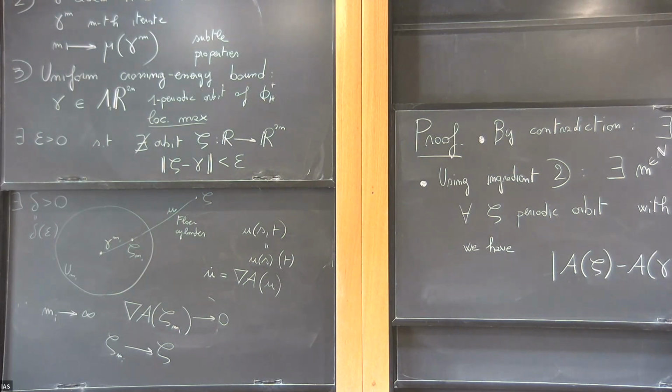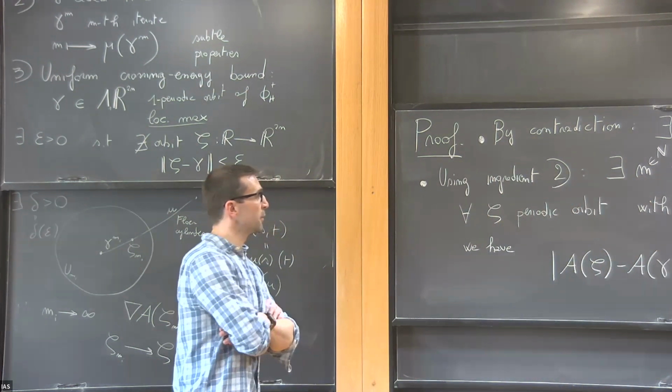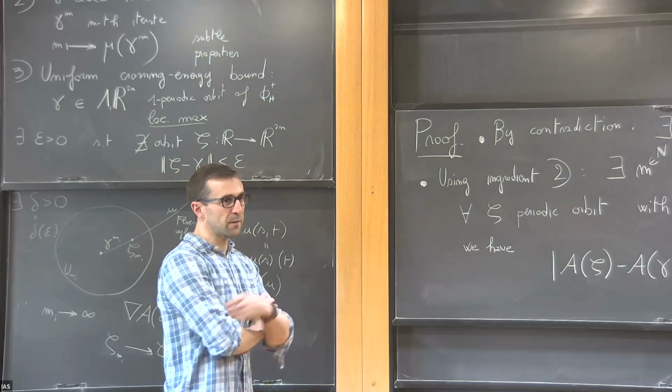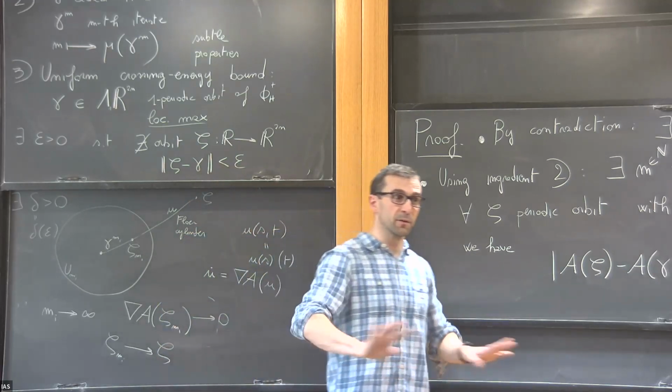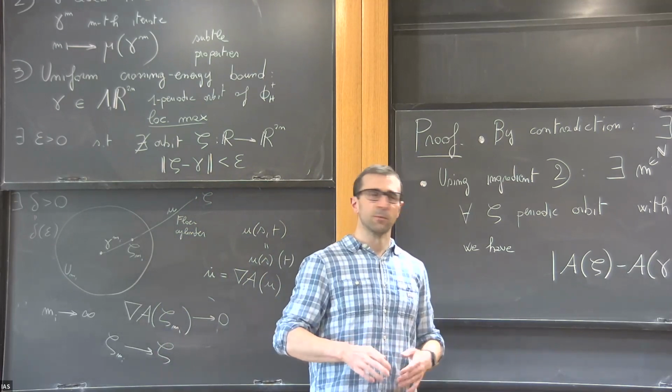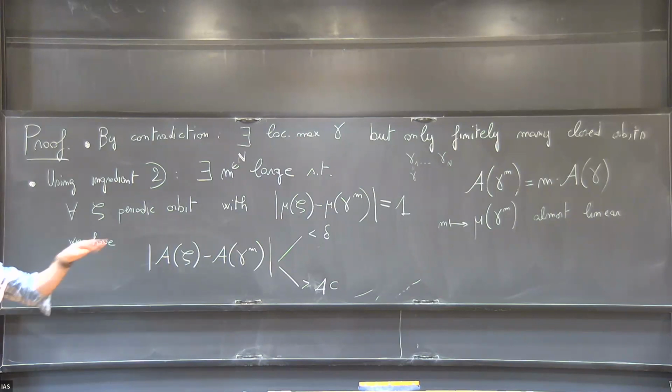The only thing I use hyperbolicity for is that if gamma is hyperbolic, this is exactly linear. Then I can be more precise on the behavior of the index, but that's all I need. For instance, you could have no hyperbolicity away from the periodic orbits, and that's fine with the assumption. So I just need the assumption on the index.